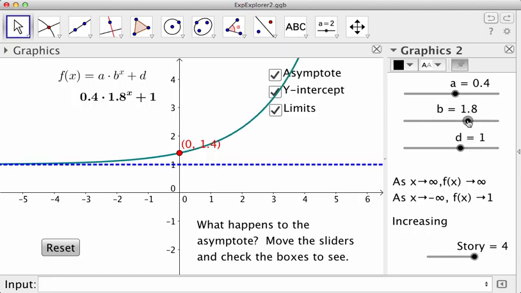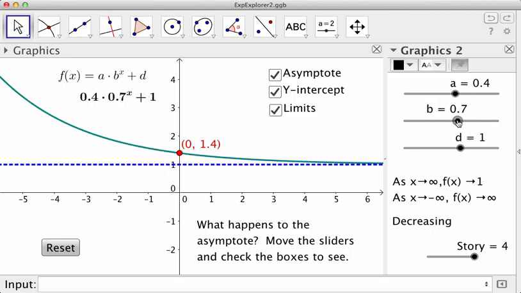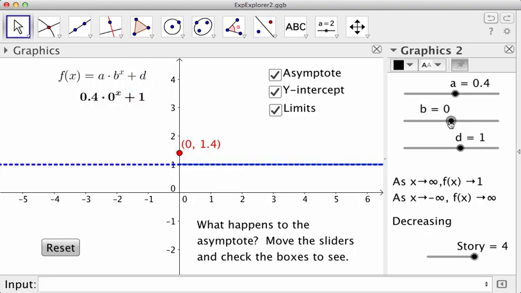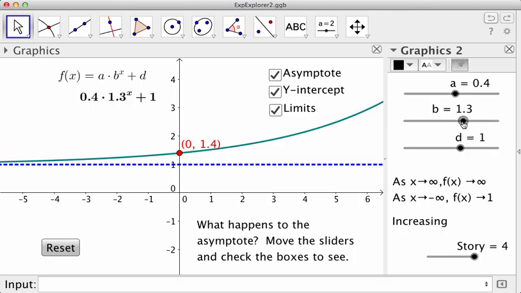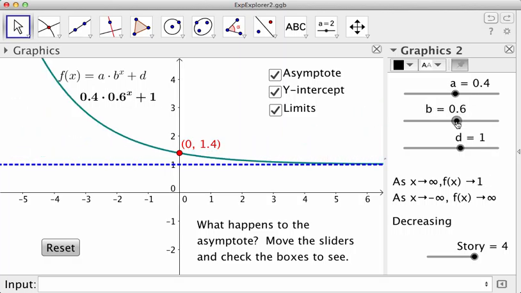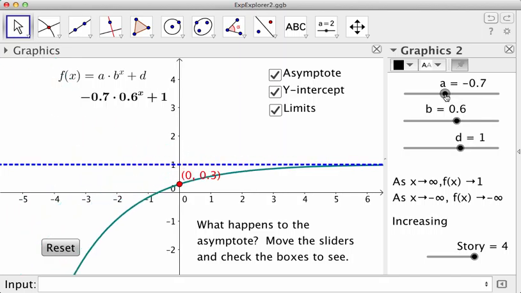On the other hand, when we change b to have a value between 0 and 1, now we have a decreasing curve. When x is lower, f of x has a higher value. So it's now decreasing. Notice that as I change b, though, the y-intercept and the asymptote and the limits do not change.